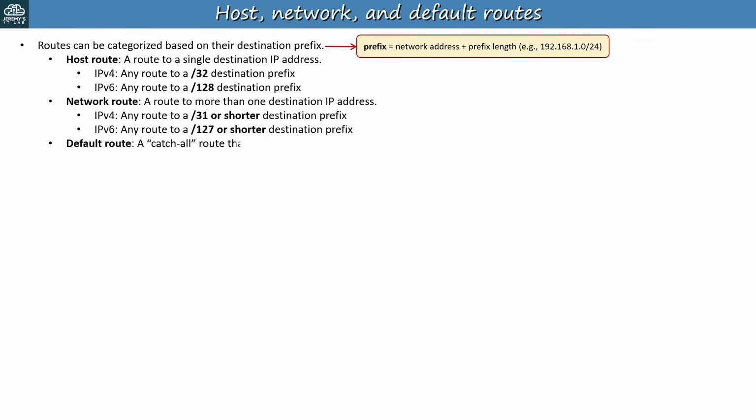And finally, a default route is a catch-all route that matches all possible destination IP addresses. In IPv4, it's a route to 0.0.0.0/0. And in IPv6, it's a route to ::/0. Although a default route with a /0 prefix length fits the above definition of a network route, default routes are generally not considered network routes. This is because instead of being routes to a particular destination network, they are simply catch-all routes that are used for packets that don't match a more specific host or network route.